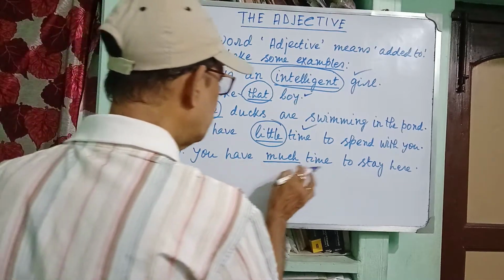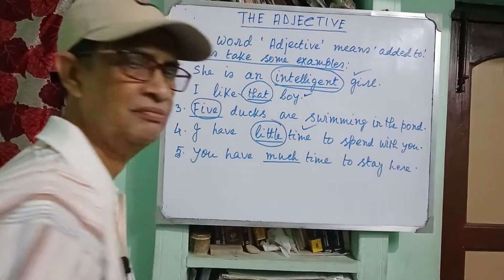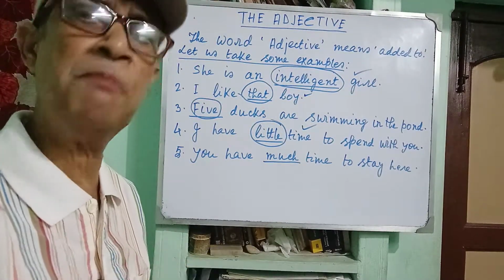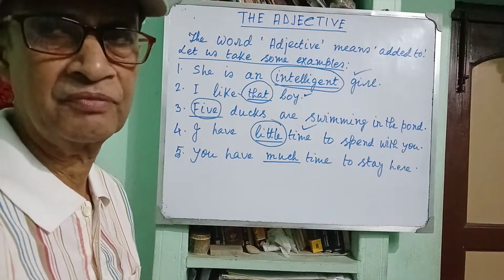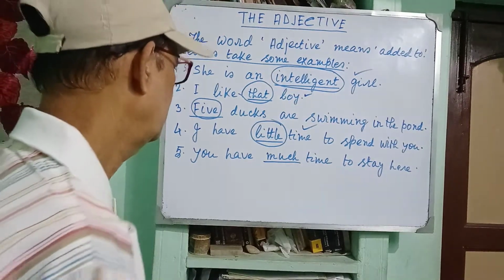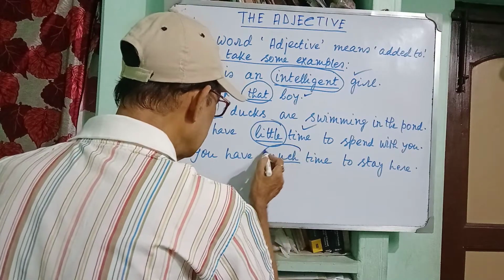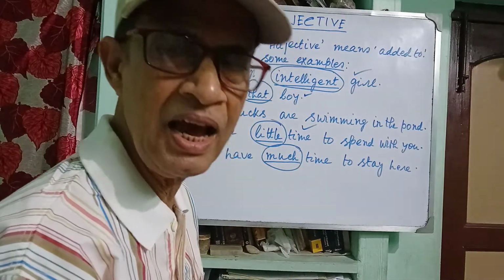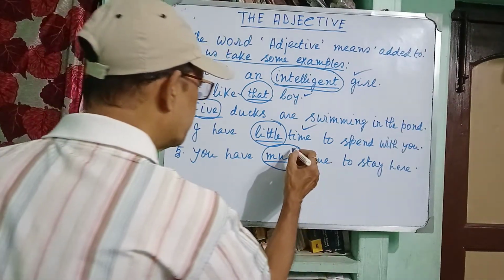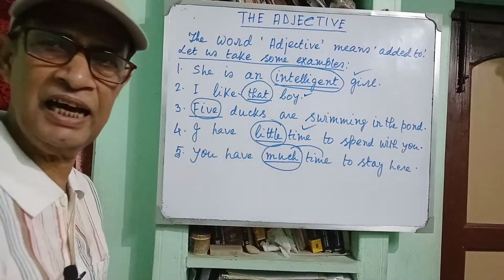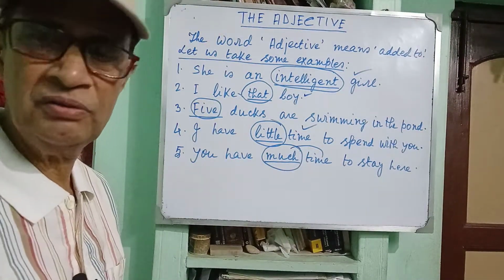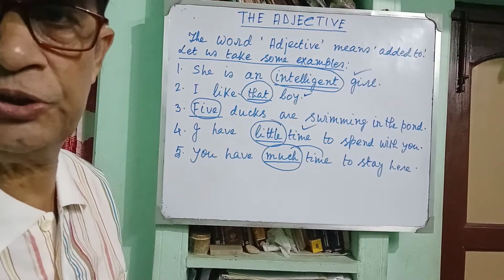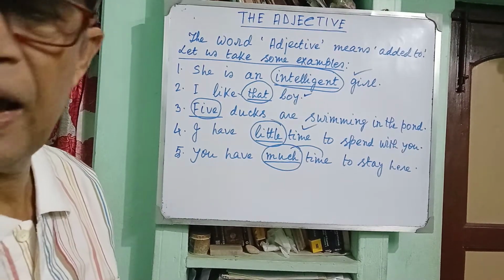You have much time to stay here. That means you have enough time to spend here, to stay here. So much is an adjective, it is also a quantitative adjective, and it is suggesting time. Clear? Now we may easily come to the definition of adjective.